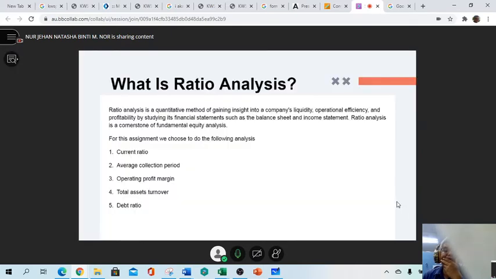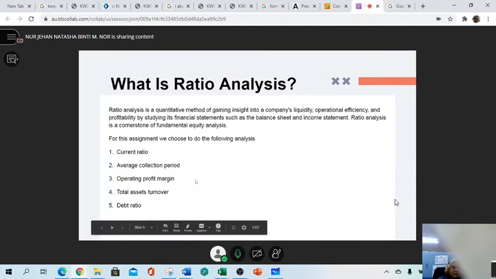Okay, what is ratio analysis? Ratio analysis is a quantitative method of gaining insight into a company's liquidity and stability by studying its financial statements, such as the balance sheet and income statement. It is the cornerstone of modern equity analysis. For this assignment, we do the following analysis: Number 1, current ratio. Number 2, average collection period. Number 3, profit margin plus total asset turnover. And lastly, debt ratio. Next slide, please.